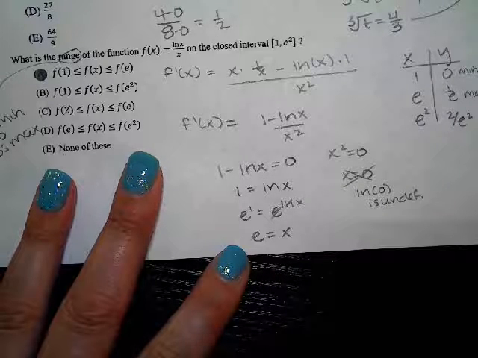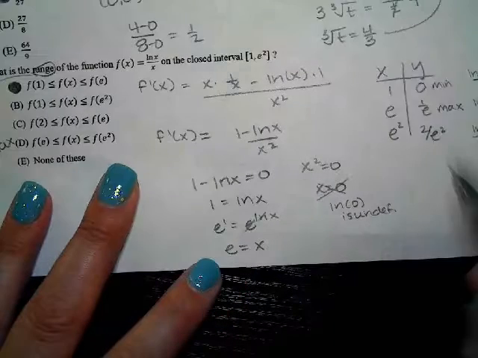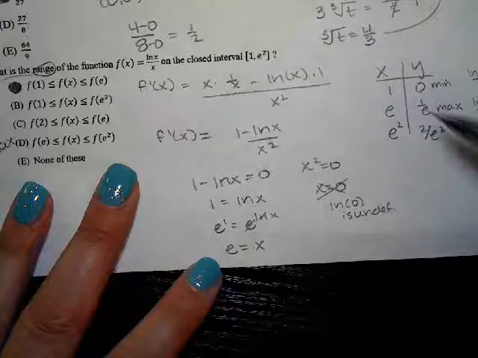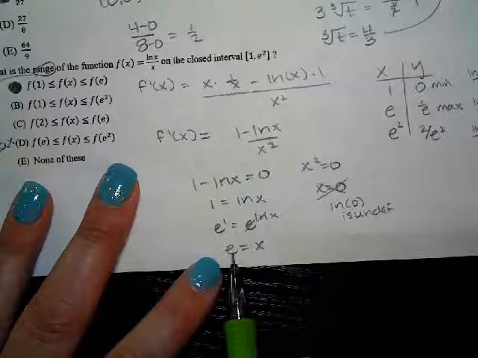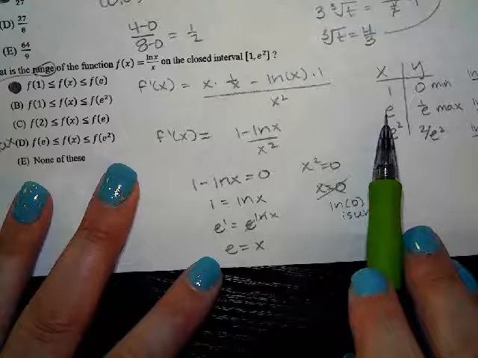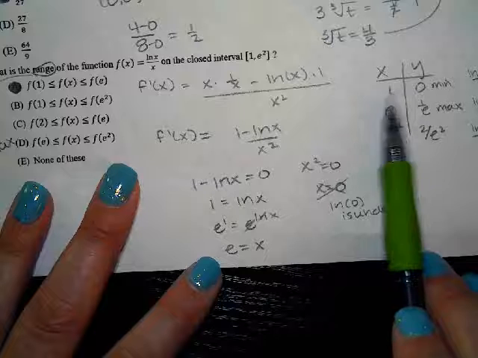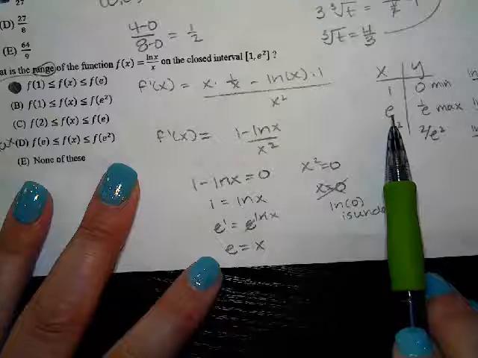So now I said, okay, my interval is 1 and e squared, so I'm for sure using that to look for my absolute max and my absolute min. And then I had a critical point at x equals e, and so I'm also going to use that for my absolute max and my absolute min. Okay, and so from there, I'm taking my values for my endpoints and my critical points, and I'm plugging them into the function to see what my outputs are.